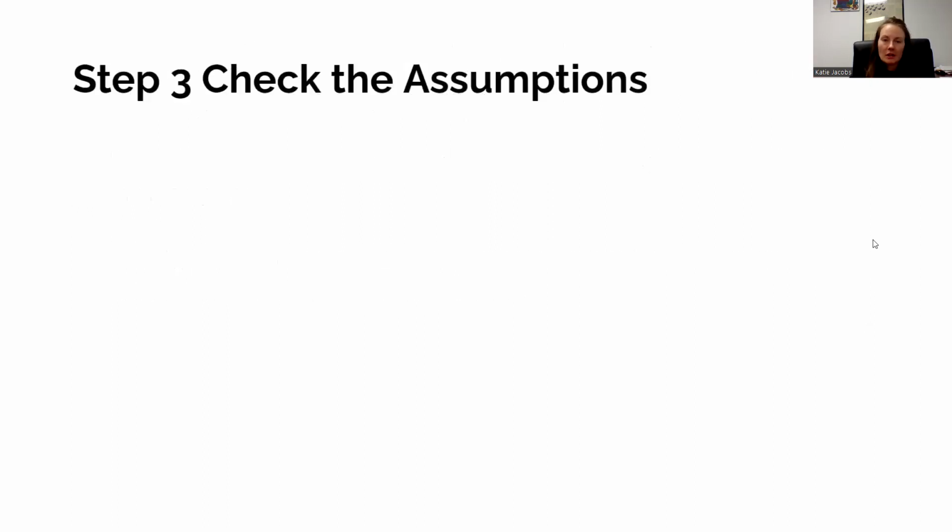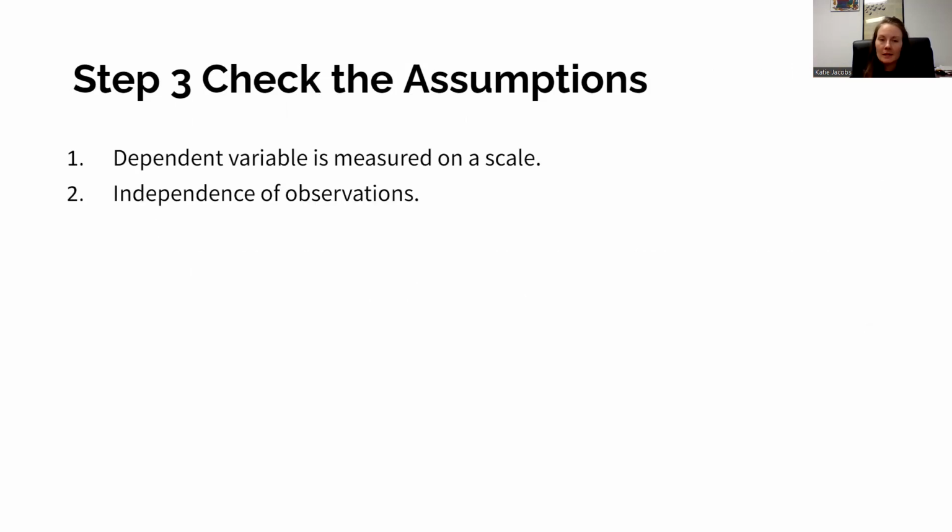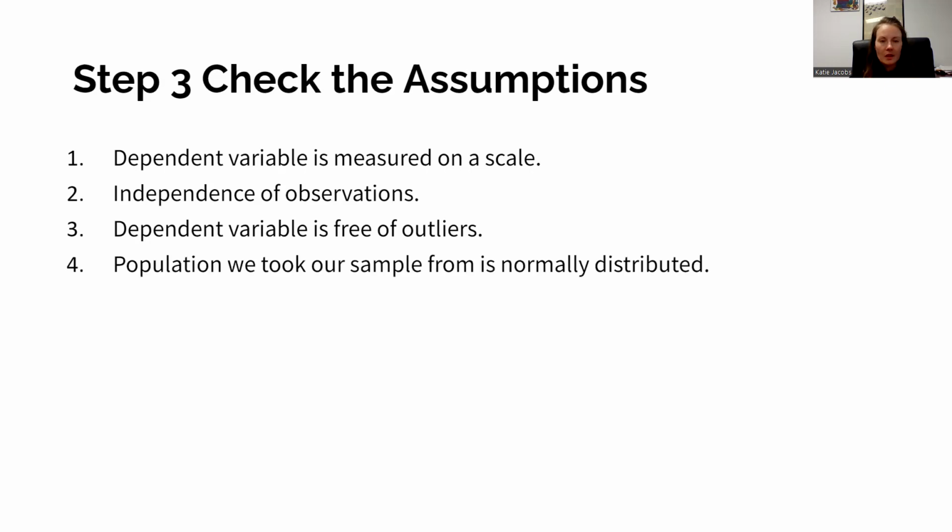Step 3, then we want to check our assumptions. We remember that every analysis doesn't necessarily have the same exact assumptions. There's some assumptions that we'll see very frequently, but you'll want to make sure that you're checking the assumptions for the very specific analysis that you're doing. So with the independent samples t-test, we have very specific ones. We want our dependent variable to be measured on a scale. We want something called independence of observations. We want our dependent variable free of outliers. We want the population we took our sample from to be normally distributed.